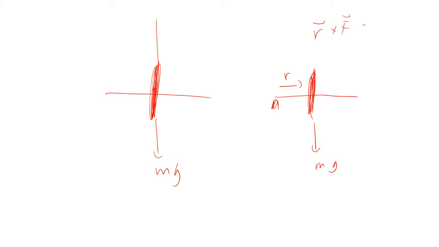R cross F, that's torque. So that would be a torque. In this case, torque is 0. Why is torque 0? Because R is 0. In the case on the right, though, the torque, R cross F, is going to be into the screen.